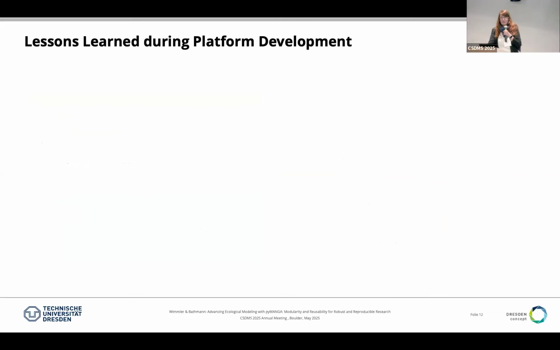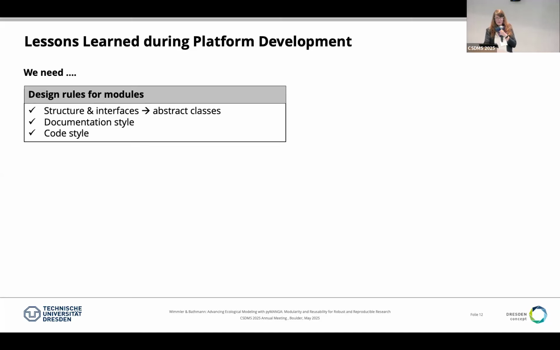So what have we learned so far from developing this platform? Developing new code and modules is always a lot of fun and everybody is motivated, but the maintenance is not so fun. And that is why we came up with some rules or workflows that we need to follow. So first, we have design rules for our modules that includes definitions of our interfaces and the structure of each module, but also code and documentation style.